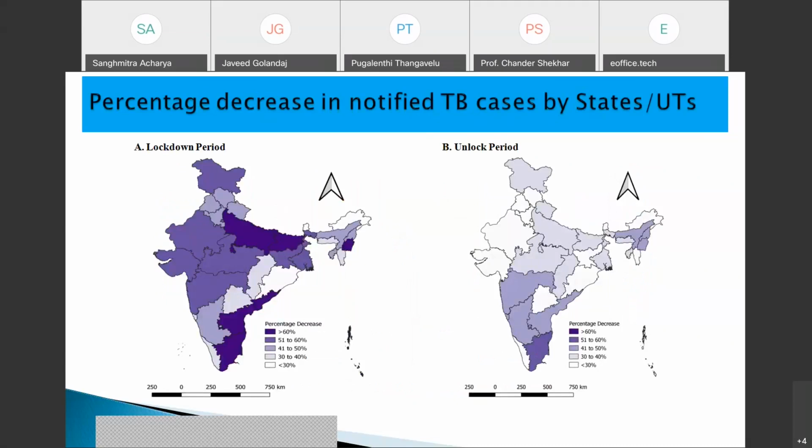This is the state level percentage decrease in the notified TB cases. Figure A is for the lockdown period, and Figure B is for the unlocked period. We can see that in Figure A, almost all states have shown more than 50% decrease in TB notifications. Only one or two states, like Odisha and Kerala, show less than 30%. Though the decrease was there, it is less than 30%. And during the unlock period, some improvements were observed, but still the decrease was there.